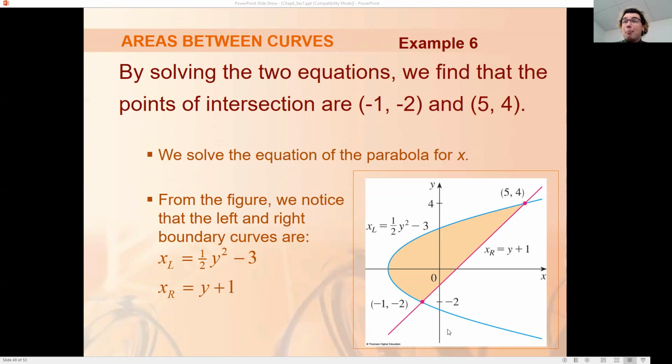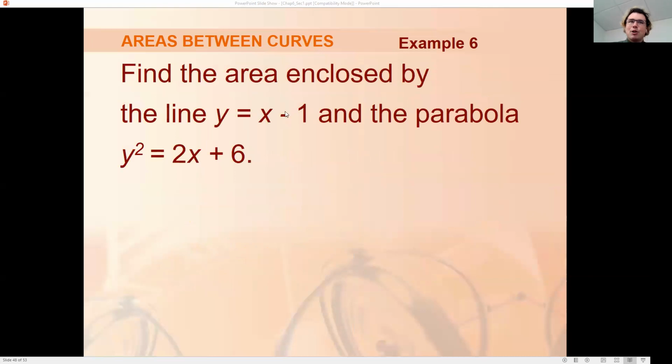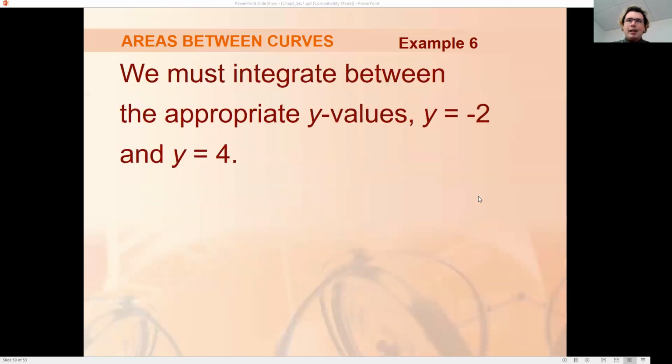So instead of top and bottom, let's talk about left and right. The left function will be x equals 1/2 y squared minus 3. The right function will be y plus 1. These came out of algebraic manipulations of the curve from the previous slide. Just subtract and divide by 2. The integral is going to be between the values of y equals -2 and y equals +4. Again, we got those because those are the two different places the graphs cross each other.